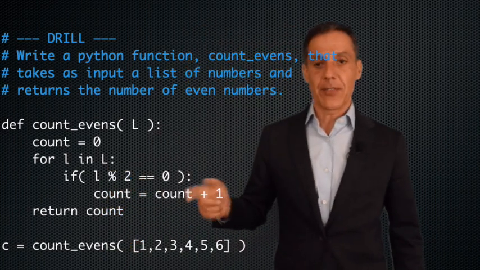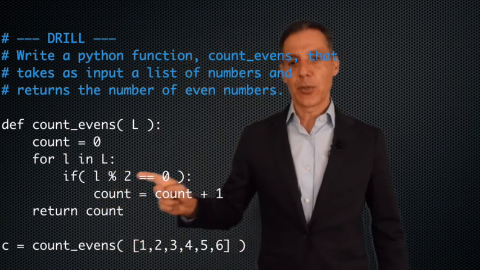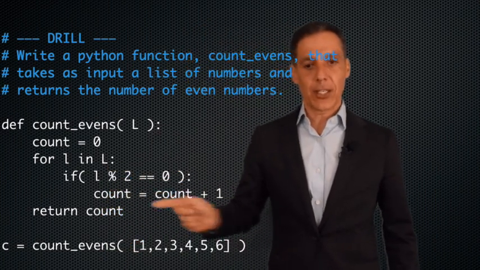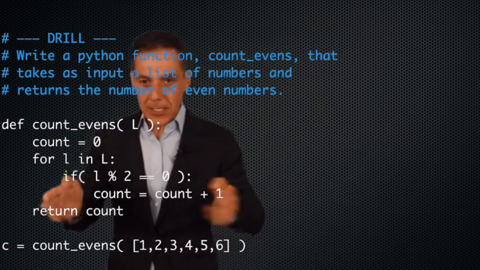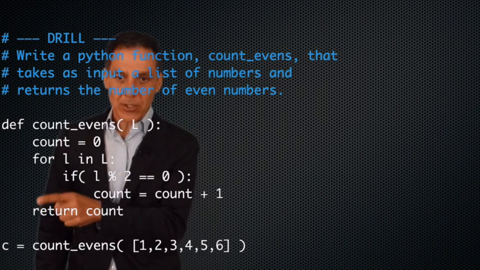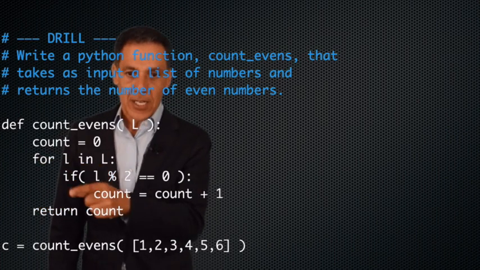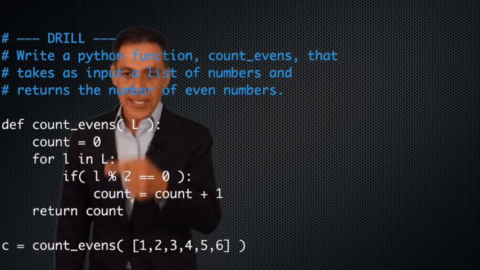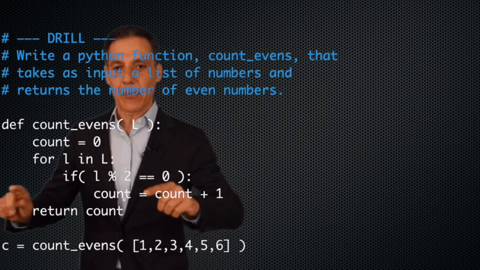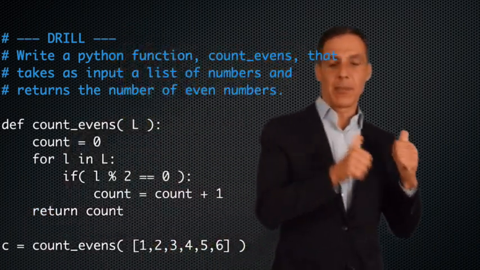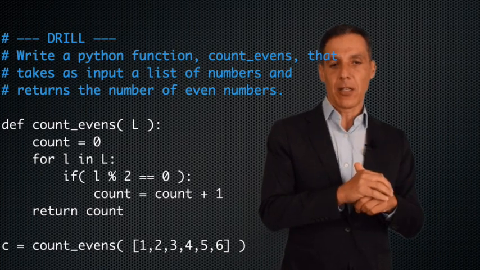How do I know if it's even? If l mod 2 is equal to 0, then increment the counter by 1. So look at this, be very, very careful with the indentation. This return is outside of the for loop, of course. So we iterate, iterate, iterate, every time checking to see if it's even, incrementing the counter if it is, and when we get to the very end, simply return it back to the calling function.